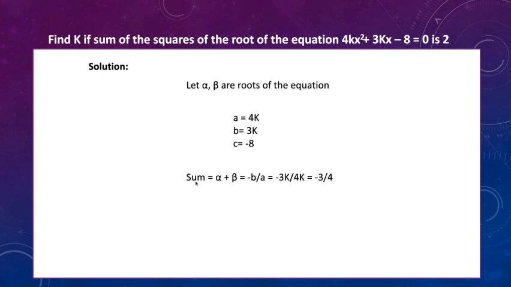As we know, the sum of the roots, that is alpha plus beta, is equal to minus b over a, that is minus 3k over 4k, which will be equal to minus 3 over 4. The product of the roots, alpha beta, is c over a, which is equal to minus 8 over 4k, which simplifies to minus 2 over k.